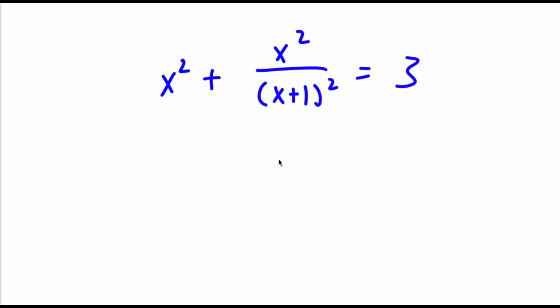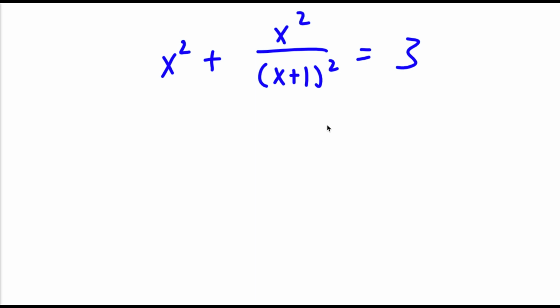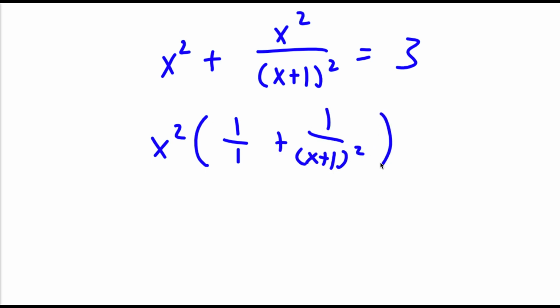In today's video, I'm going to be teaching you guys how to solve this algebraic equation. So we have x squared plus x squared over (x plus 1) squared is equal to 3. Now what I'm first going to do is rewrite this as x squared times (1 over 1 plus 1 over (x plus 1) squared) is equal to 3. All I did was factor out x squared.